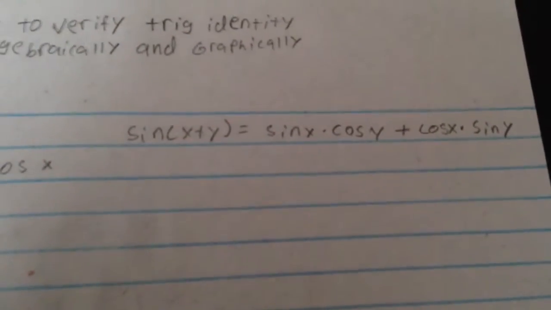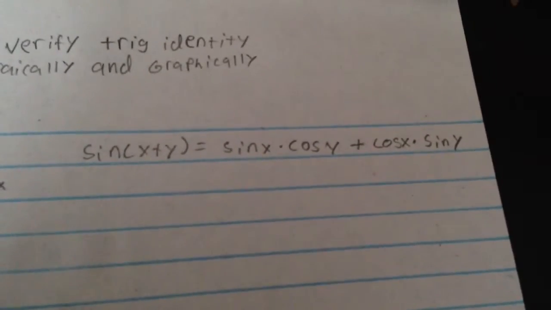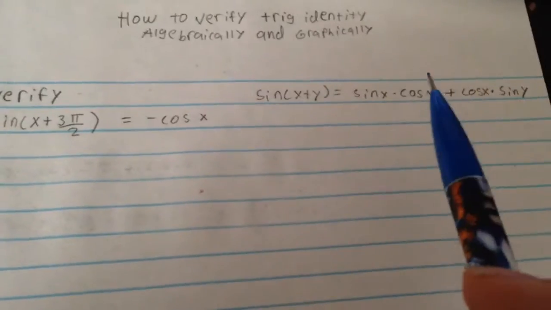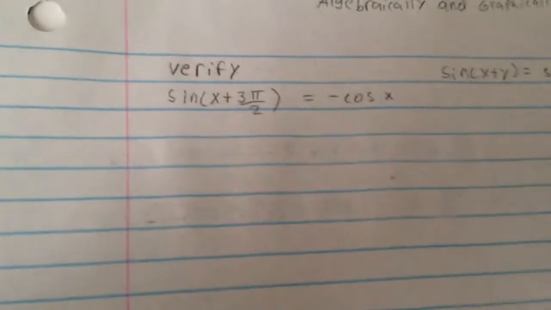And I've written that out right here. Sine of x plus y equals sine x times cosine y plus cosine x times sine y. So what we'll have to do is make this part of the equation look something like this part. We do this by simply following this example right here. Alright, so let's go ahead and expand this.